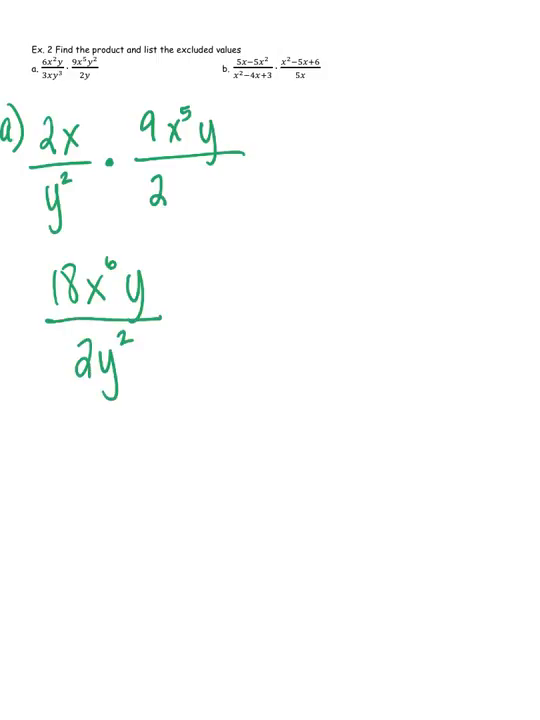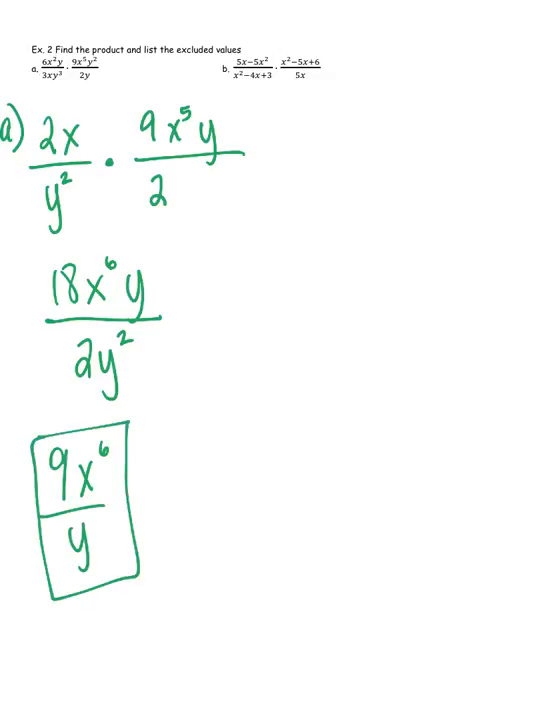And then again, I can simplify some more. I know that 18 divided by 2 is just 9. There's no x's in my numerator, so I still have that x to the 6th. And then I have a y divided by a y squared. So 1 minus 2 is a negative 1. Because it's a negative 1 on that y, that means it's going to stay in my denominator. And there we have it, our final answer.